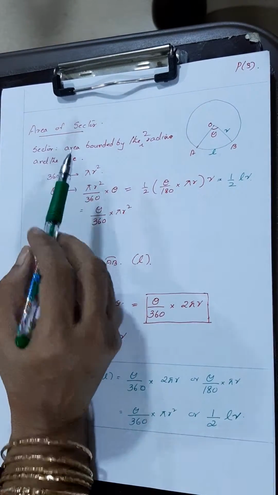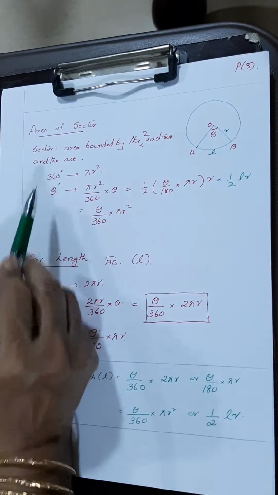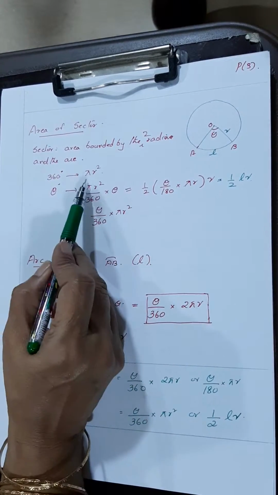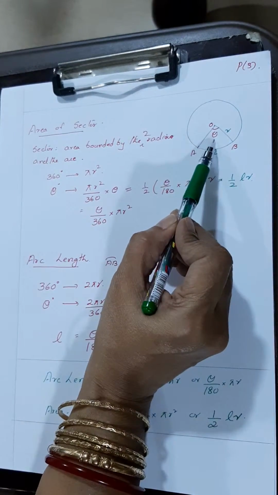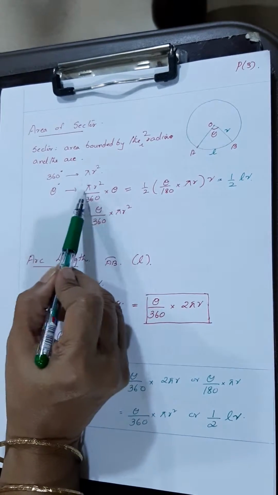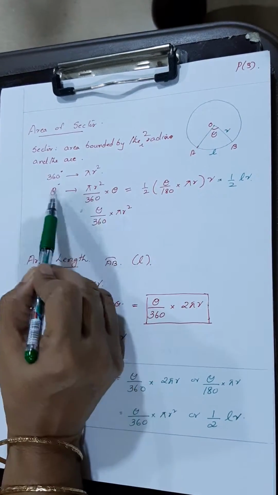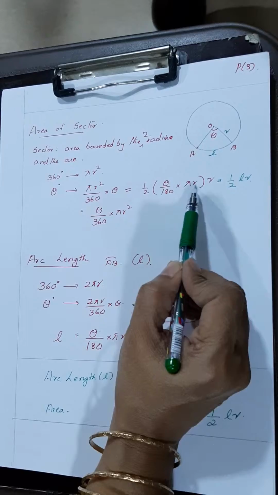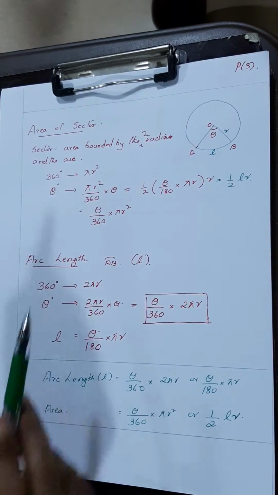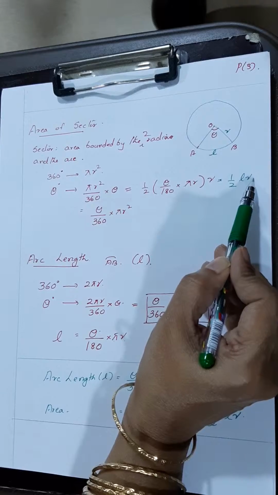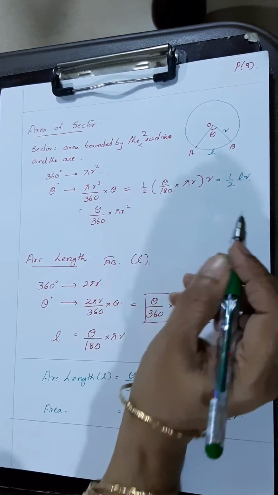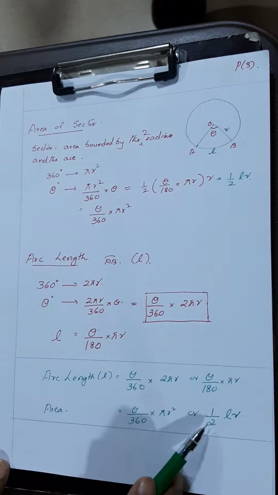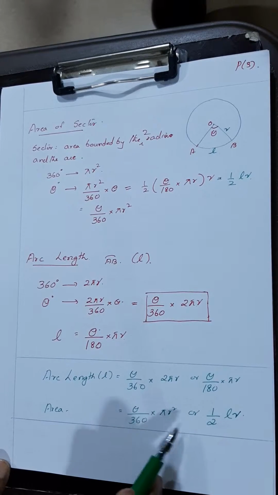Now coming to the area of the sector. The same thing will apply here. For the full 360 degrees, the area of the circle will be pi r squared. So the area for this sector, where the angle is theta, is equal to pi r squared by 360 into theta. Rearranging this, you get theta by 180 into pi r, which we saw is L. So you can substitute it as half into L into r. You can use both formulas, theta by 360 into pi r squared or half into L into r, depending on whatever data is given.